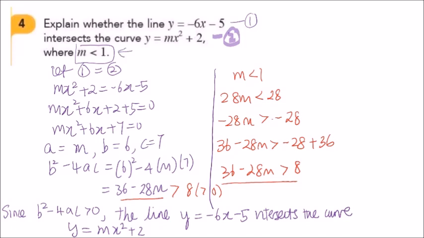So information that is given to you, you can just use it. Information that is not definite, if you need to show, explain, or verify, then you will have to find the values of b squared minus 4ac first, and then only at the last step can you verify that the value is more than 0, less than 0, or equal to 0. Then you can make a conclusion whether the line intersects the curve, touches the curve, or does not touch the curve at all. Okay.